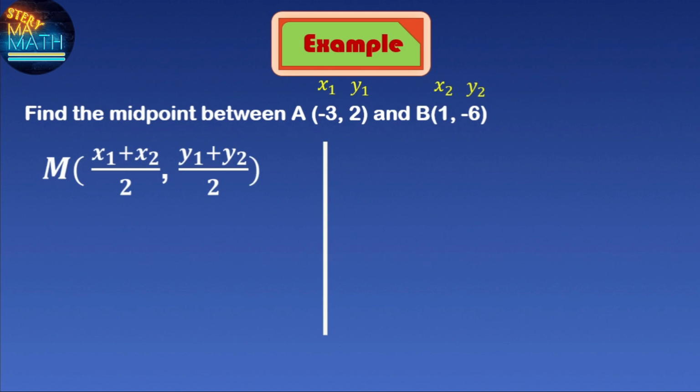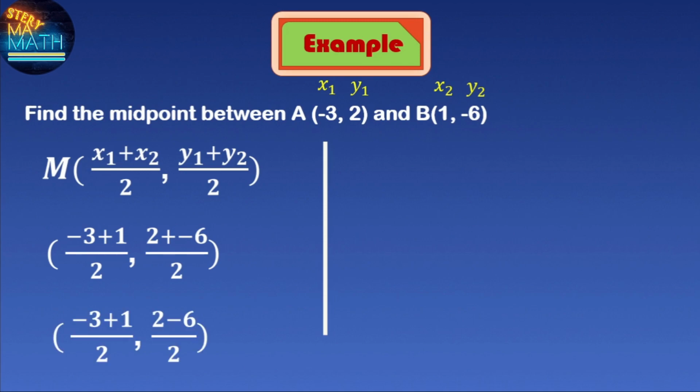So we can plug the given information into the formula. Instead of writing x1 plus x2, we will write -3 plus 1 divided by 2. And similarly, y1 plus y2 will be 2 plus -6 divided by 2. Notice that positive times negative will be negative. So 2 plus -6 will be 2 minus 6.